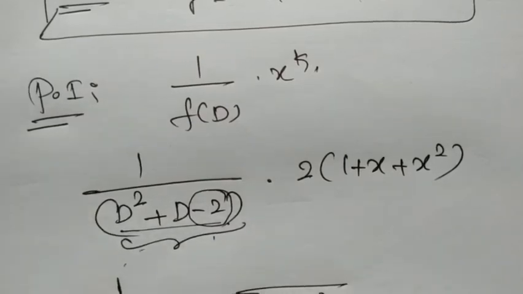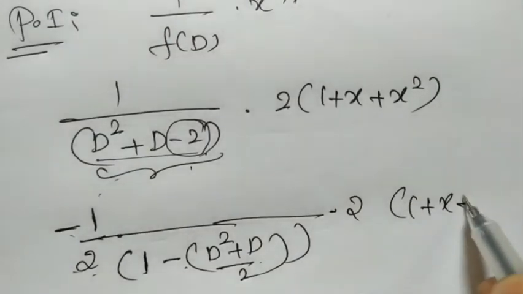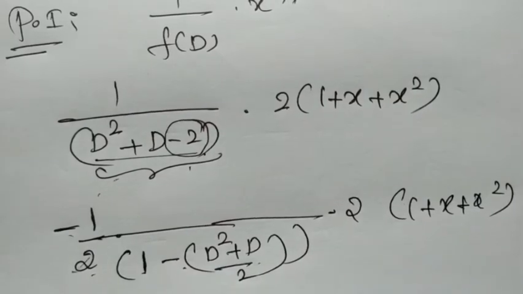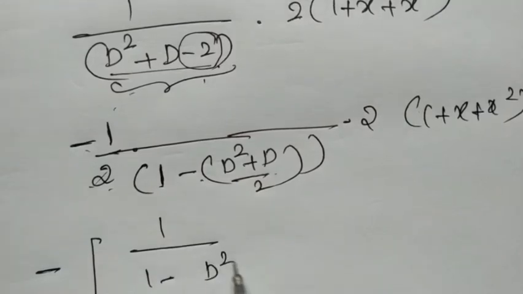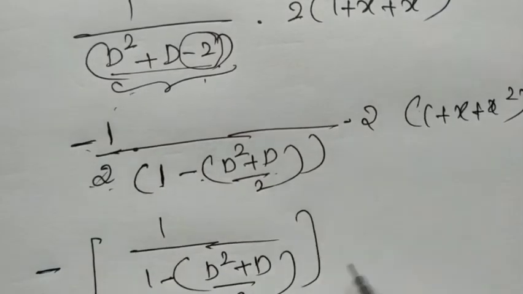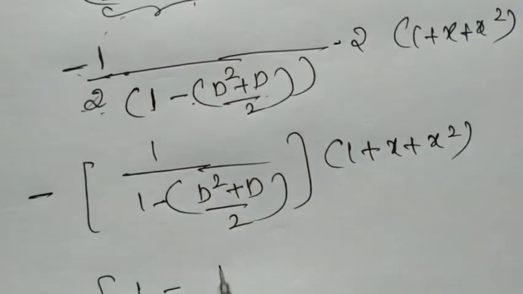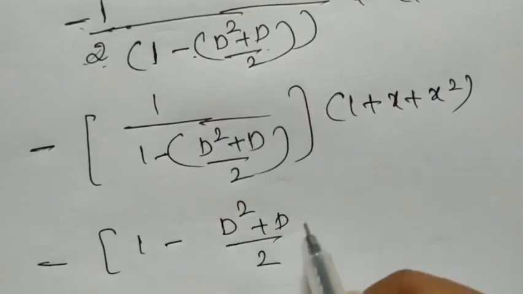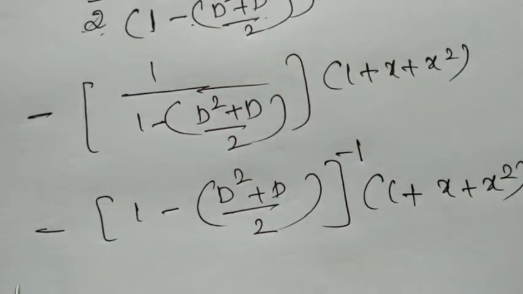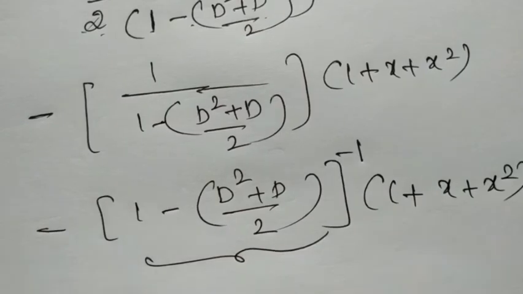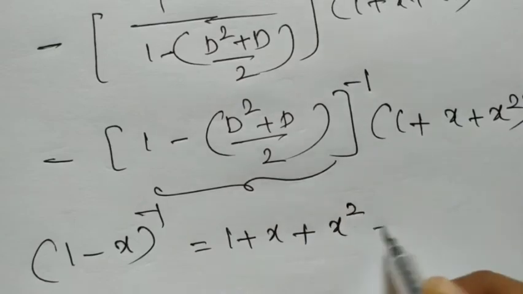Okay. So minus 2 into minus 2 cancel. So 2 into 1 plus x square. So here 2 cancel. Total term minus into 1 by 1 minus d square plus d by 2 into 1 plus x square. So minus of 1 minus d square plus d by 2 whole power minus 1 into 1 plus x square. So this is the formula of 1 minus x whole power minus 1, 1 plus x square plus and so on.